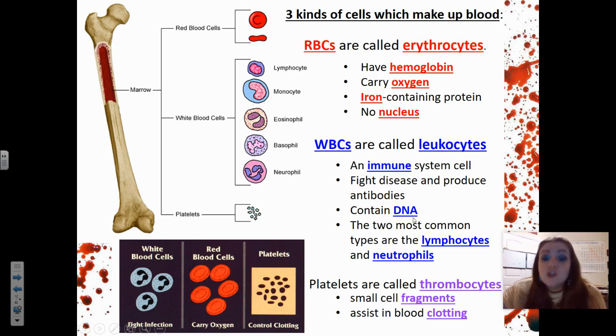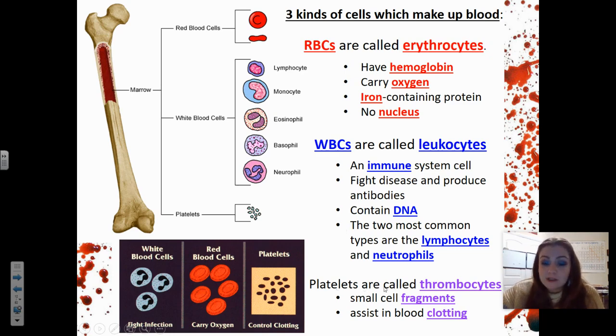So white blood cells do have a nucleus. See these white blood cells? They have these funny shapes in the middle. That's their nucleus, and that's where the DNA would be housed. The two most common types are lymphocytes and neutrophils. There's quite a few types of white blood cells. They do different things, they fight off different things, but they all have your DNA inside them.